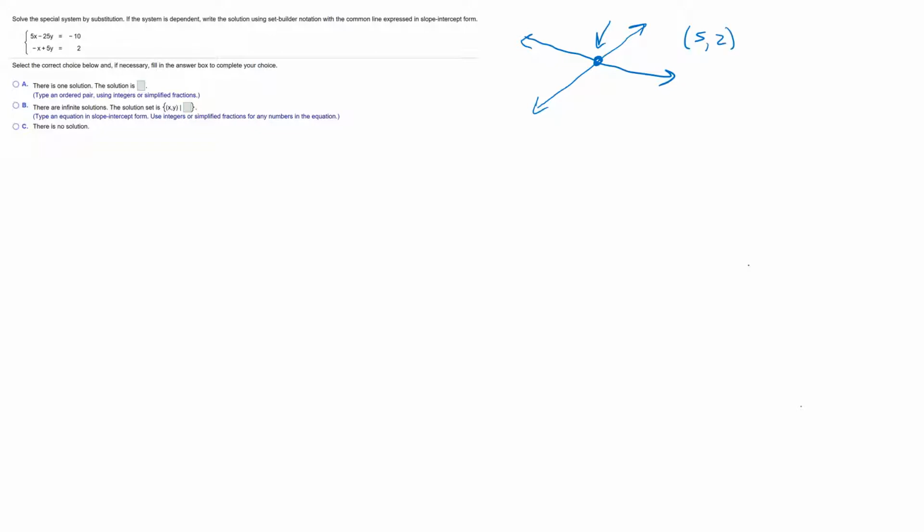And that will be the solution. But if you look at this system, notice that if we were to multiply the bottom equation by -5, if I take the bottom equation, which is -x + 5y = 2, and I multiply through by -5, we end up getting 5x - 25y = -10. And this is exactly the same as the top equation. So the bottom equation is the same as the top equation. It's just, if we take the top equation and divide both sides by -5, the second equation appears.